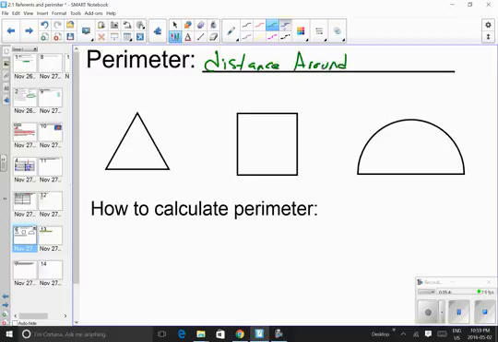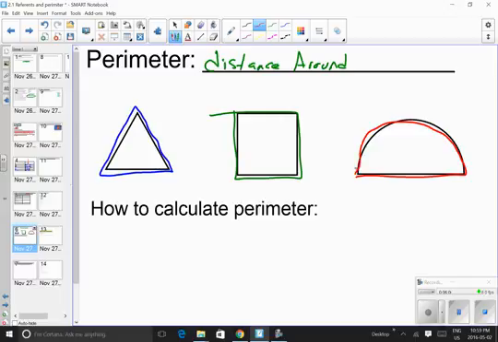So depending on what the shape is, it is just the distance completely around said shape. It depends on how many sides you have, and it depends on what shape the sides are. It's just that distance around. So how do we calculate it? I really don't have a nice formula for you.